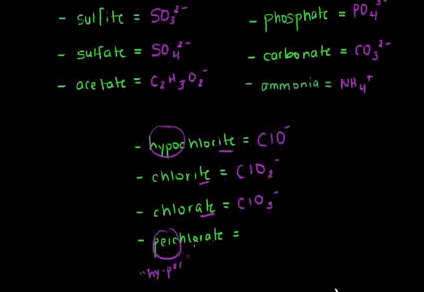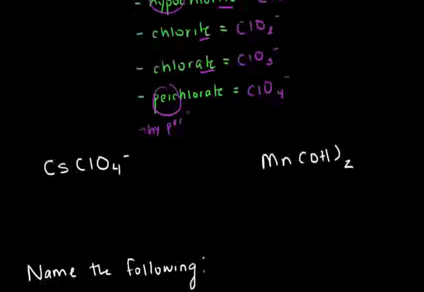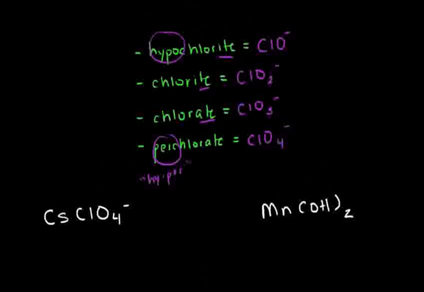So hyperchlorate or perchlorate just has one more oxygen than chlorate, so it's going to be ClO4 minus. And again, there's really no other alternative than to memorize a bunch of those. And to help us remember, we're going to do a few quick examples.